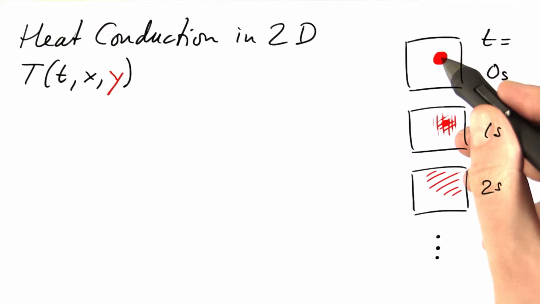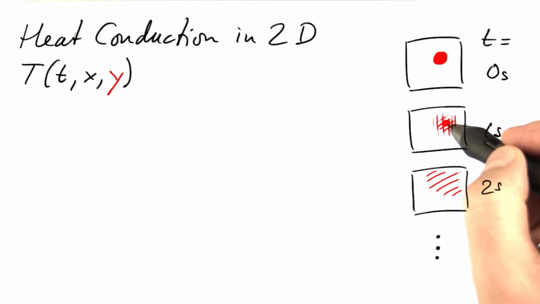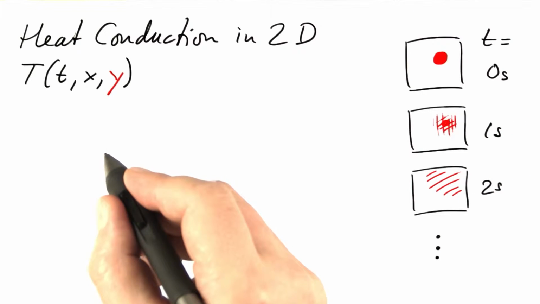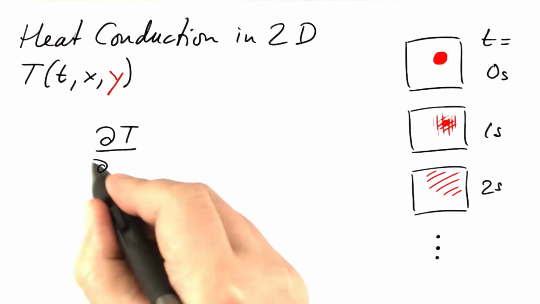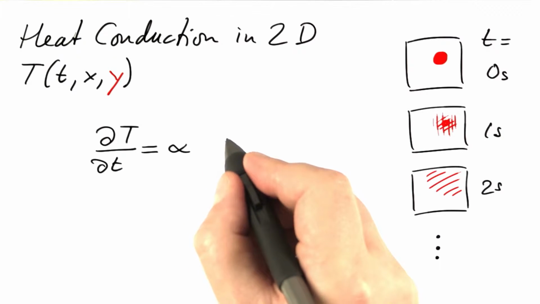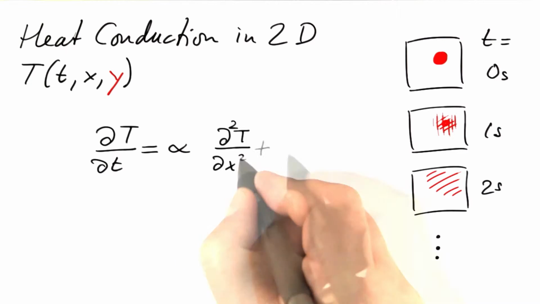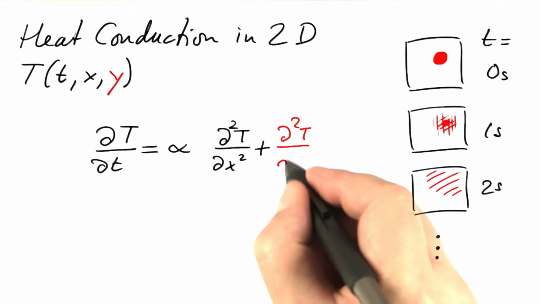And what we expect to see is diffusion. If there's only one hotspot at the beginning, it should gradually dilute over time. The heat equation in 2 dimensions does not contain any surprise. The partial derivative of the temperature with respect to time equals thermal diffusivity times the second derivative of the temperature with respect to x plus the second derivative of temperature with respect to y.